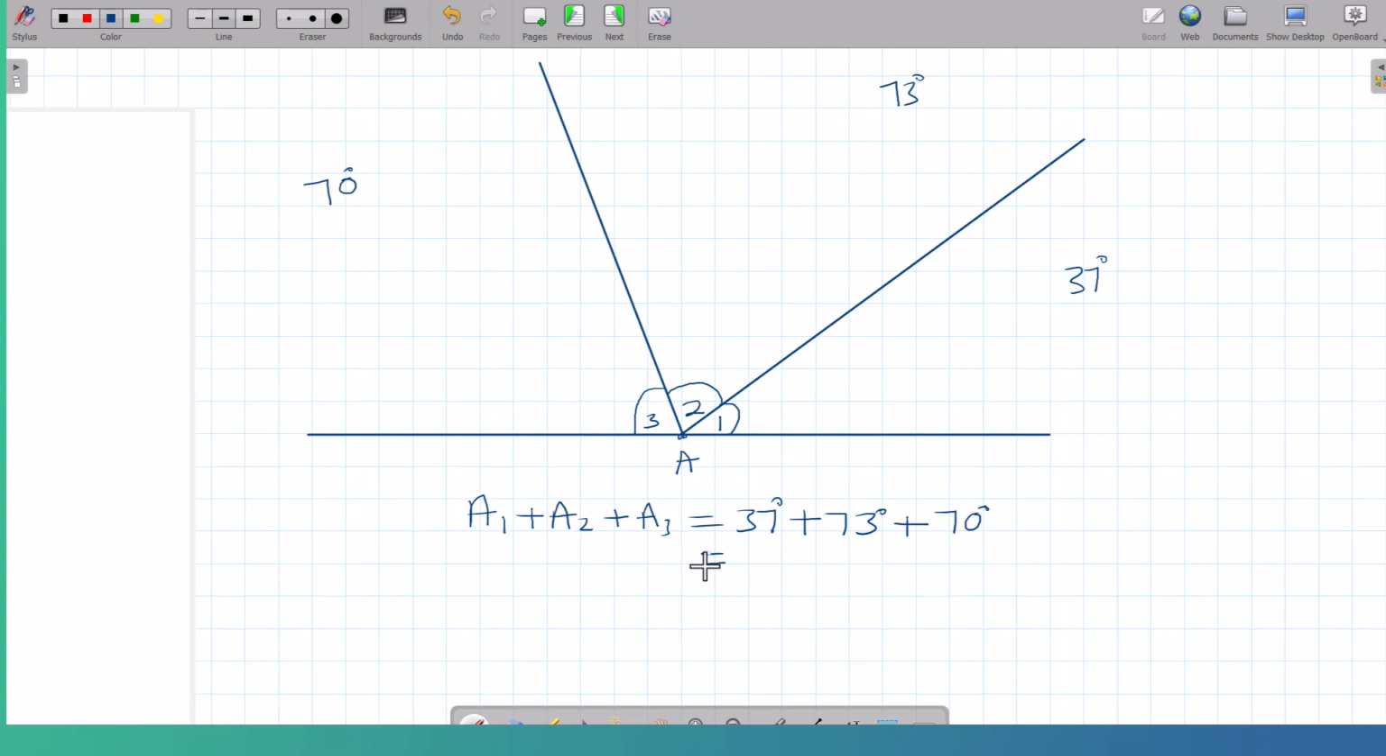So, anybody with a calculator, what do you get here? If you add 37 plus 73 plus 70, what do you get? Anybody with a calculator, help us, please. Are we getting 200? No, 180. We get 180 degrees.